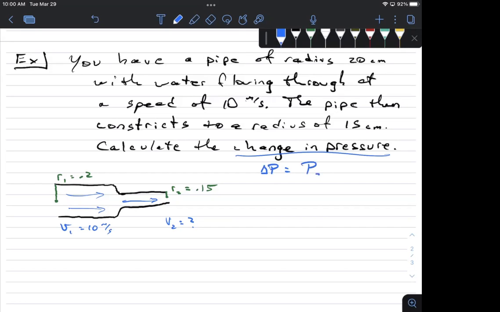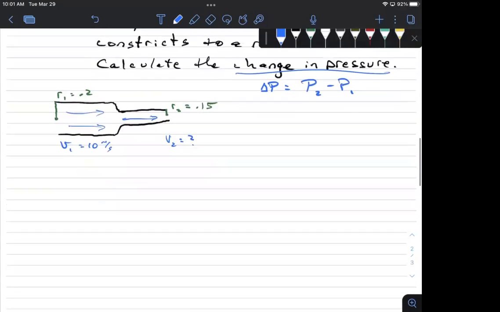We could call change in pressure P2 minus P1, right? The difference in pressure. It was something, now it's something else. You take the difference between those, that's how much it's changed. So when you see change in pressure, think P2 minus P1. All right, so there's my problem.